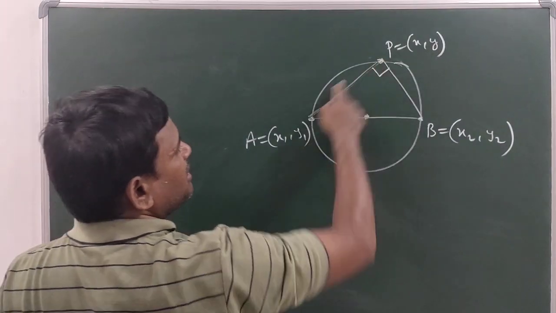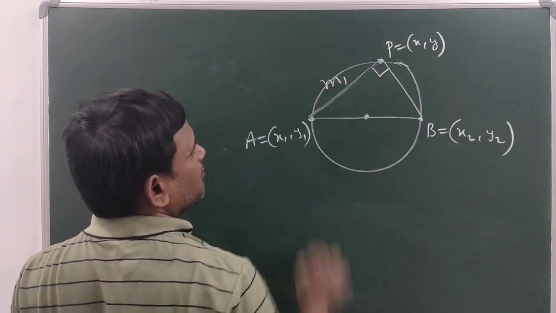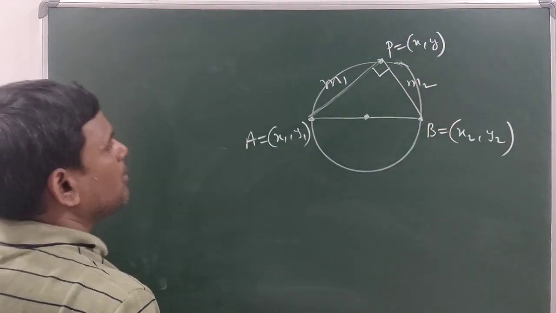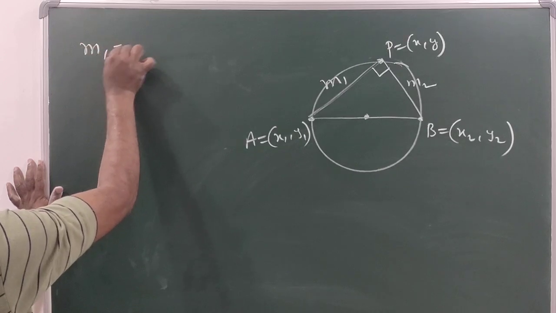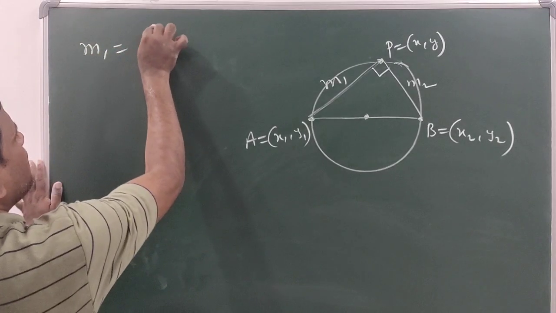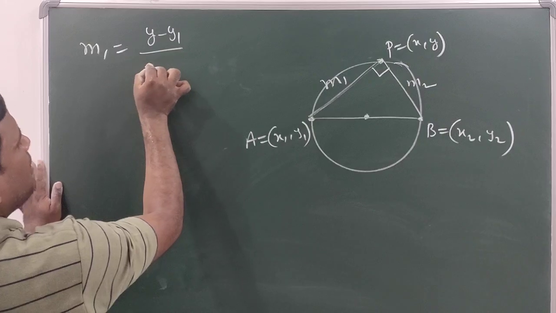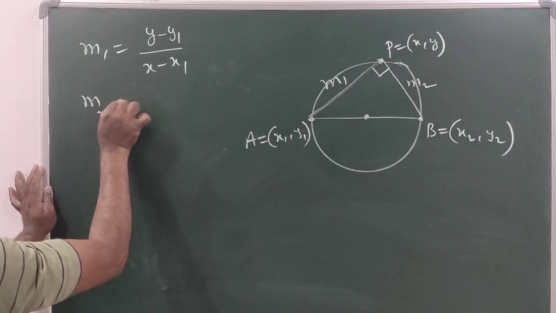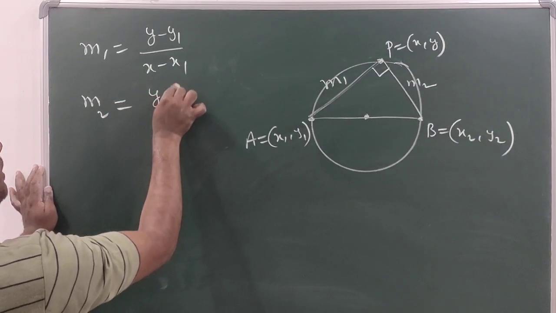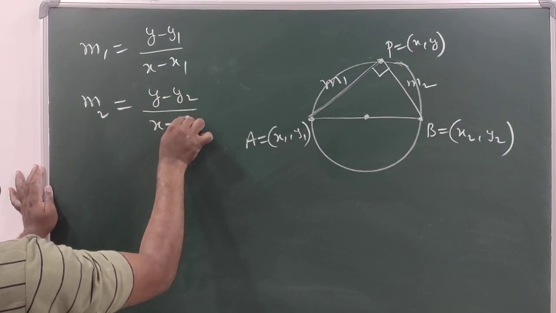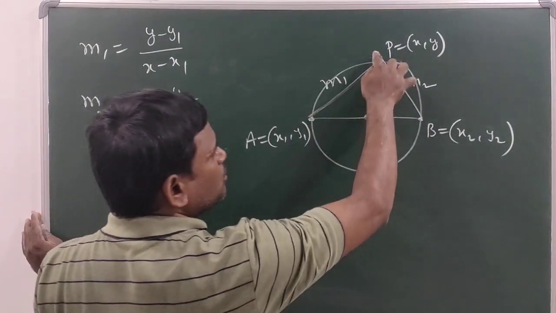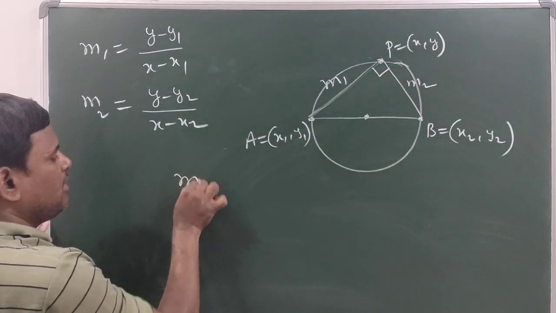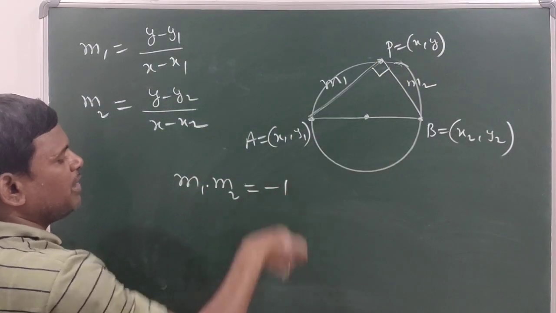So here PA is one of the chords. Let us take its slope as m1. PB is one more chord. Let us take its slope as m2. Now find m1. Difference of y coordinates by difference of x coordinates. y minus y1 by x minus x1. Go to that chord, difference of y coordinates, y minus y2 by x minus x2. As you know, these two chords are perpendicular to each other. Hence, m1 into m2 is equal to minus 1.